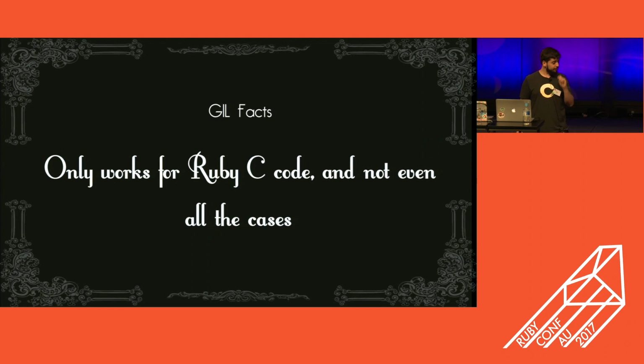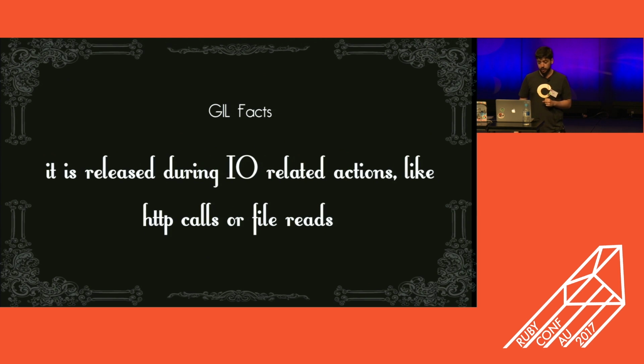But a little known fact is that it actually doesn't protect you from everything. It works only on the Ruby C code. And sometimes the Ruby C code has to go back to Ruby. For instance, when you're calculating a hash key, the Ruby C code has to ask Ruby for something. And when you cross that boundary, the locks go away. So it's quite safe, but not 100% safe. And the second little known fact is that it is released during I/O actions. So Ruby doesn't keep the GIL while it's doing an HTTP call or a file read. So you can have concurrent I/O in Ruby, even though it has a giant lock.